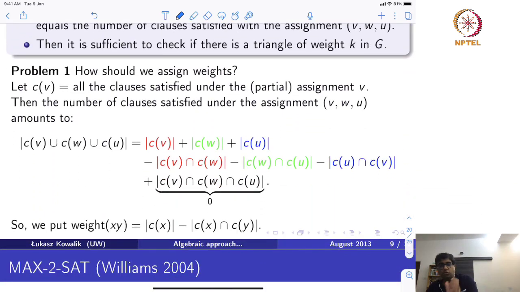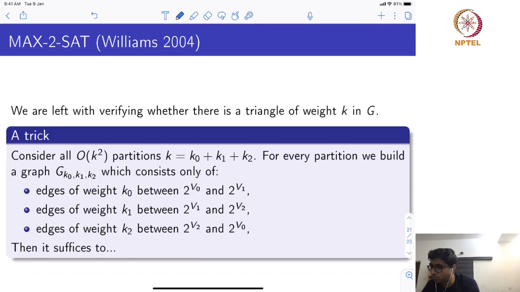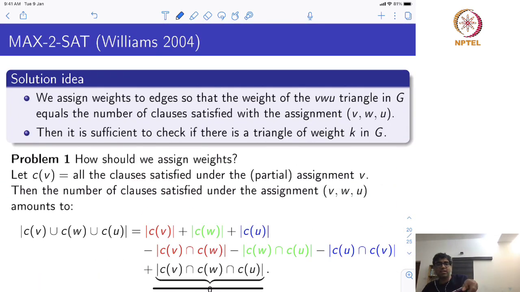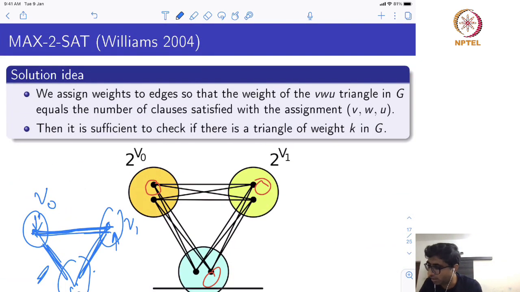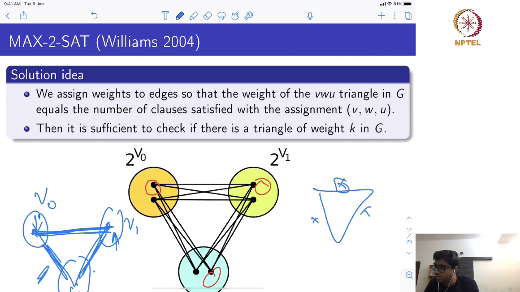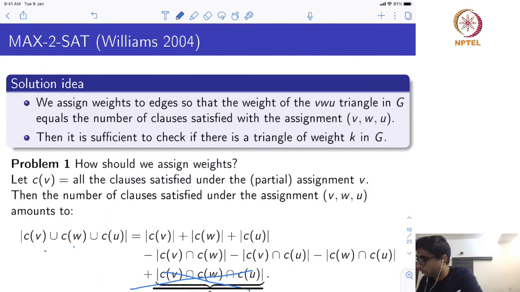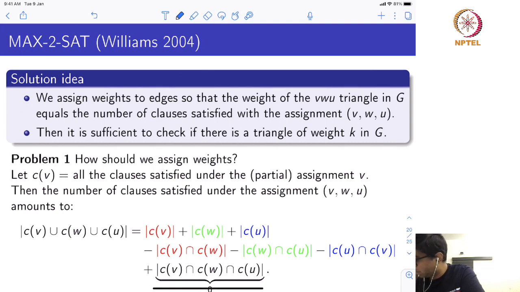Okay. Now what have we been able to achieve? We are able to achieve that if you look at any triangle in this graph, and look at the sum of the weights of the edges, then that is exactly equal to the number of clauses satisfied by this. Now we do some pre-processing. What kind of pre-processing we do is as follows.